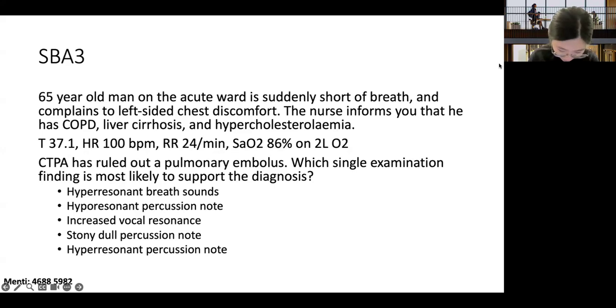PassMed says VQ scan for PE also an option. Okay, so you would do a VQ scan if the patient had renal failure. Because of the contrast that's used in an angiogram, it might damage the kidneys further. So in practice, you would consult with a renal doctor first. But yeah, renal failure, think of a VQ scan.